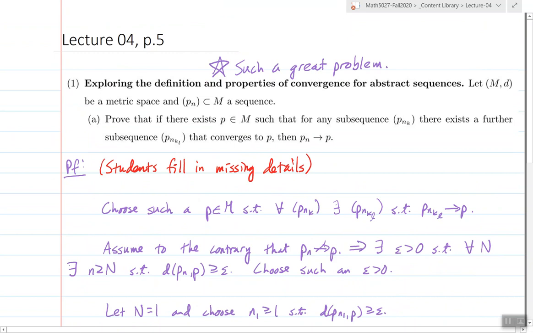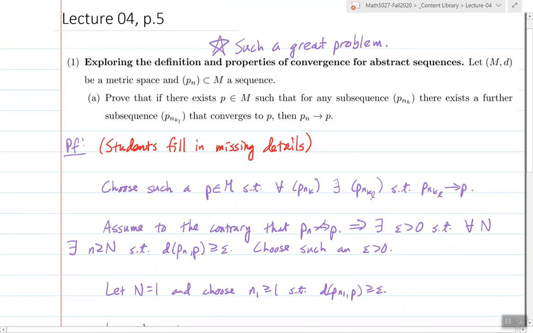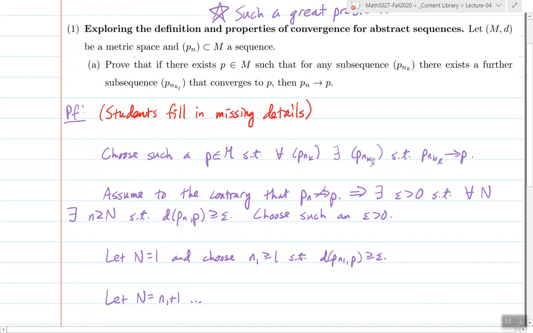This is such a great problem, exploring the definition of properties of convergence for abstract sequences. This was actually something I gave as a homework assignment last year. I give this to students a lot in analysis, so it's for us to work on in class. You should try to fill in the missing details. So the basic idea is the following. If you can prove that for a sequence Pn, there exists a P such that for any subsequence P sub nk, there exists a further subsequence of the P sub nk that converges to P, that means the original sequence has to converge to P.